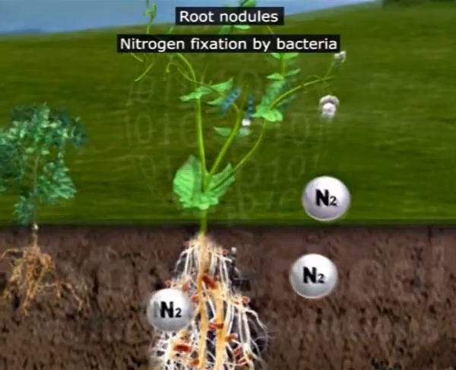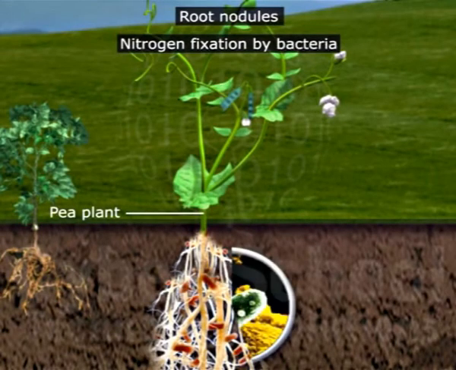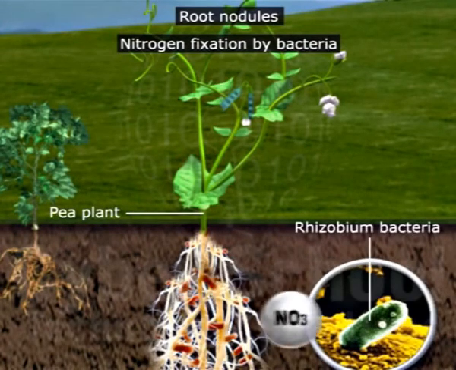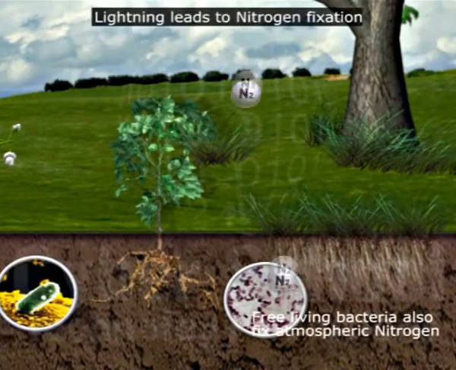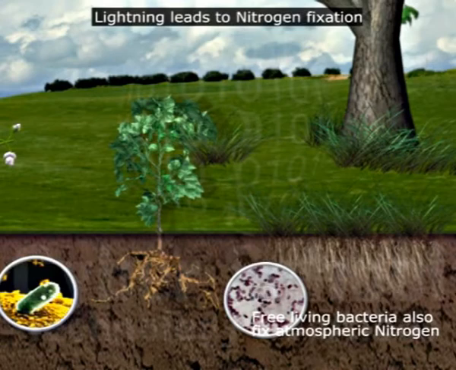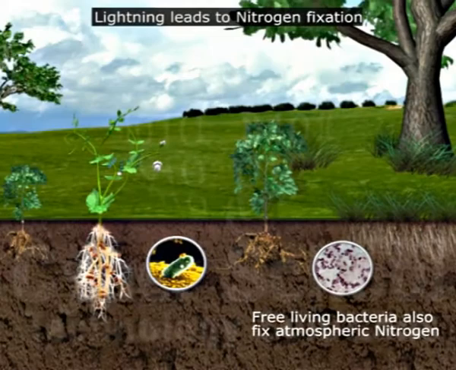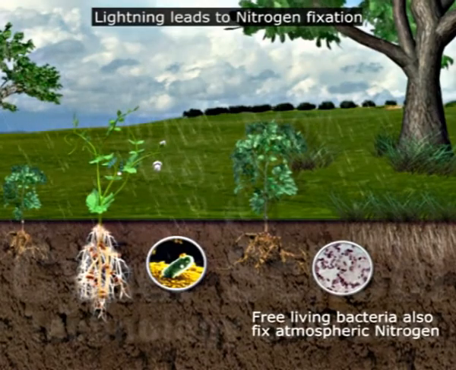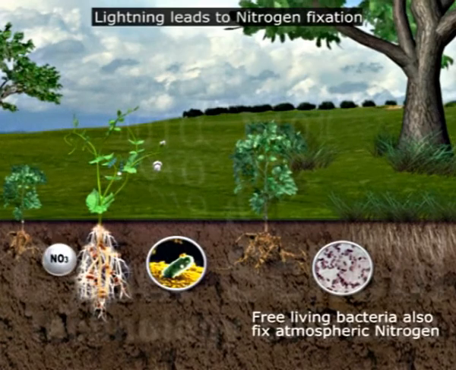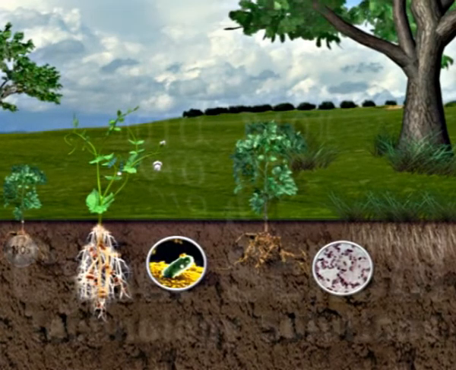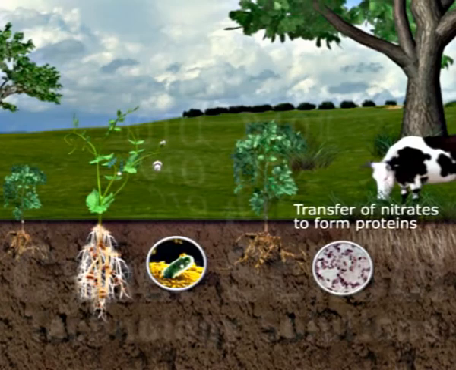Nitrogen-fixing bacteria, Rhizobium, live in the root nodules of leguminous plants such as peas and beans in a symbiotic relationship. These bacteria absorb atmospheric nitrogen, converting it into nitrates and fixing it into the root nodules. Free-living bacteria in the soil fix atmospheric nitrogen as well. Atmospheric oxygen and nitrogen combine to form nitric oxide and nitrogen oxides during lightning, which dissolve in the rainwater to form acids, which combine with minerals to form nitrates.